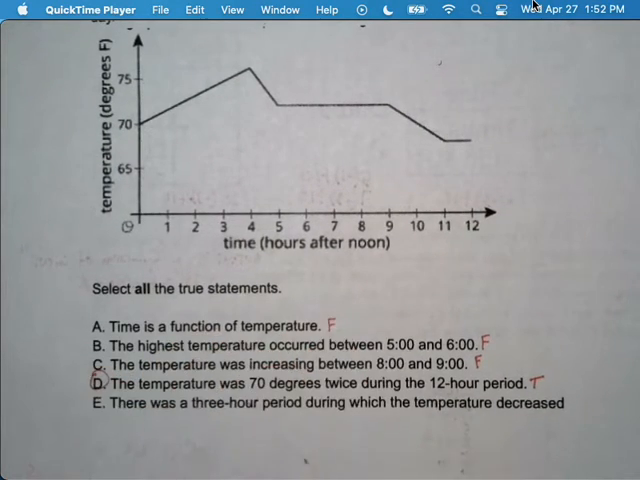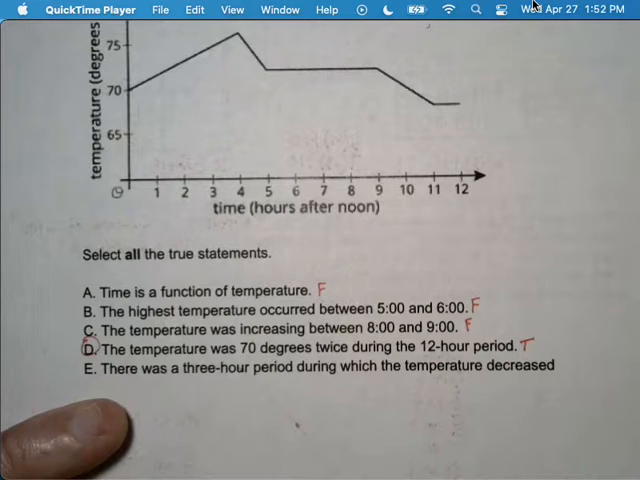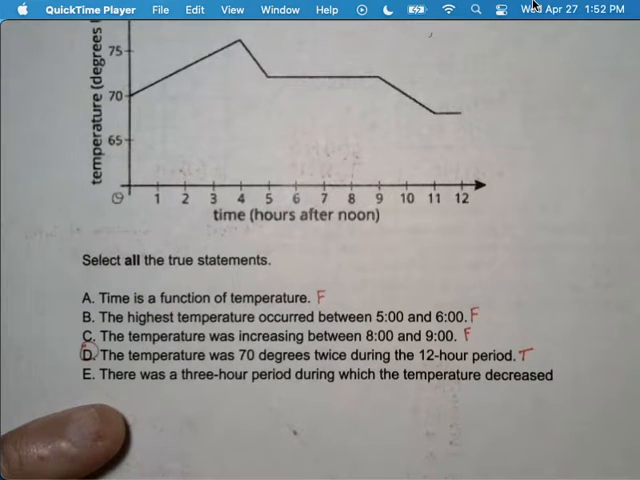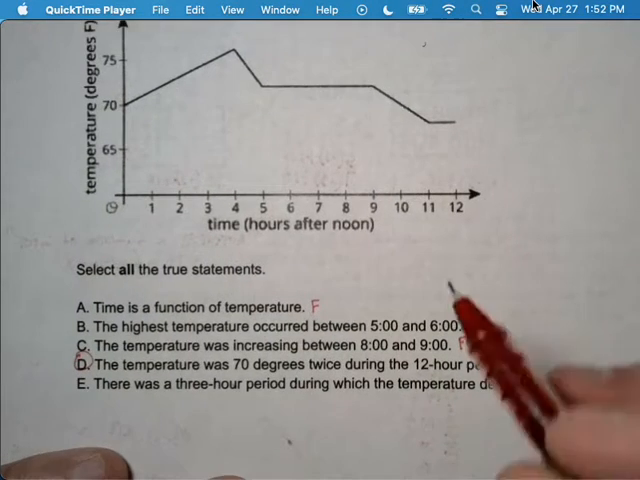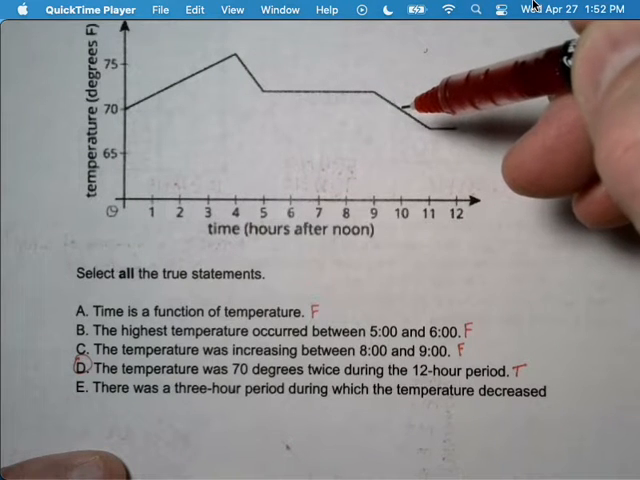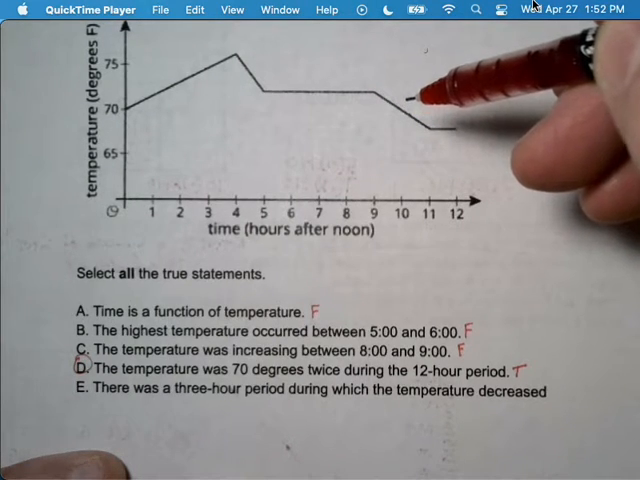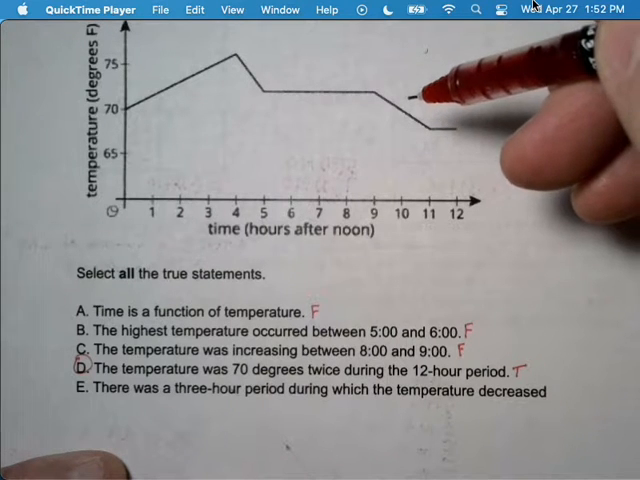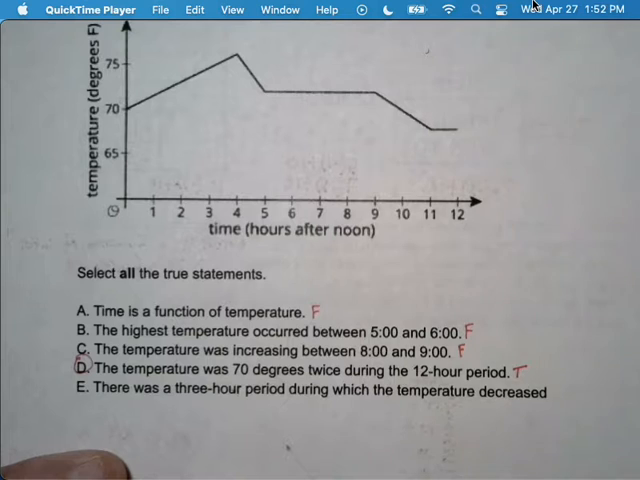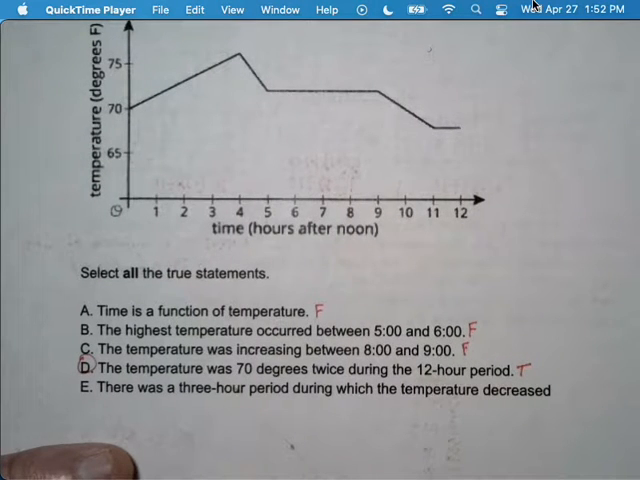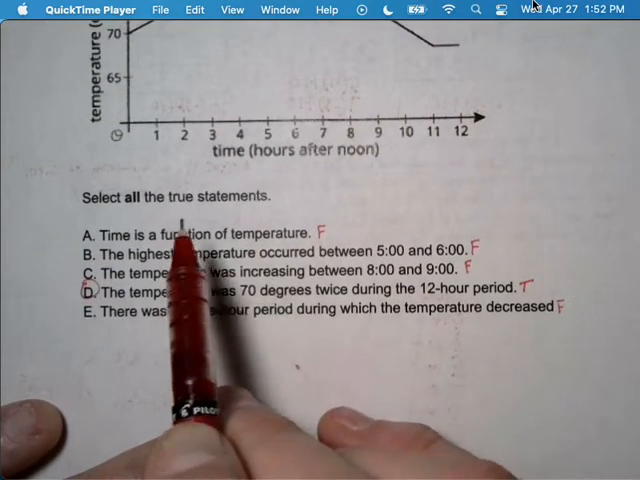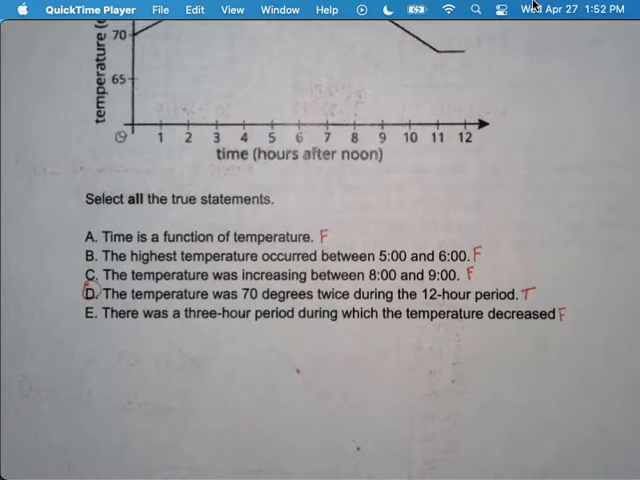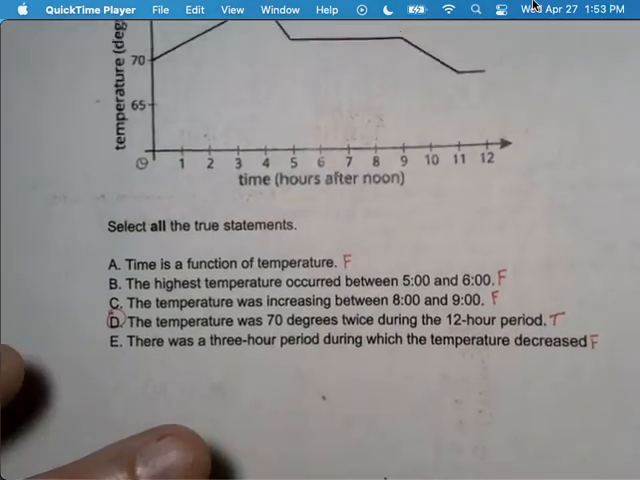So that one's true. And then E, there was a 3-hour period during which the temperature decreased. From 9 to 11, yeah. Well, is that 3 hours? 9, 10, 11. It's 2 hours. If it's 9 o'clock now, how long does it take to get to 11? 2 hours. That's a 2-hour period. But you don't count 9. So it's false. Okay, so for this example, you have one true statement. When you, on the test, read through each individual statement, there may be more, there may be one, whatever. Okay?